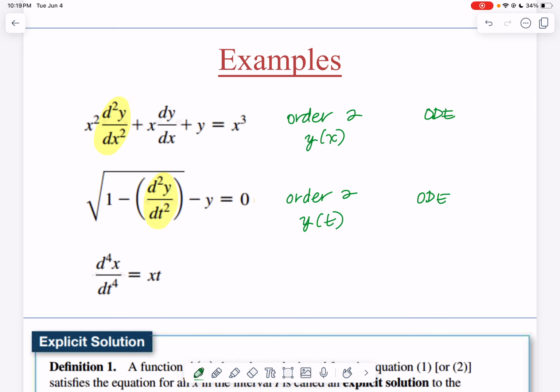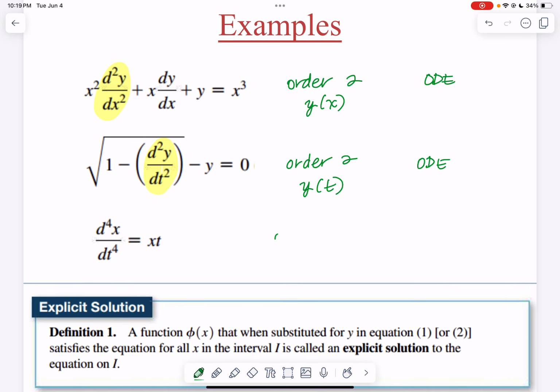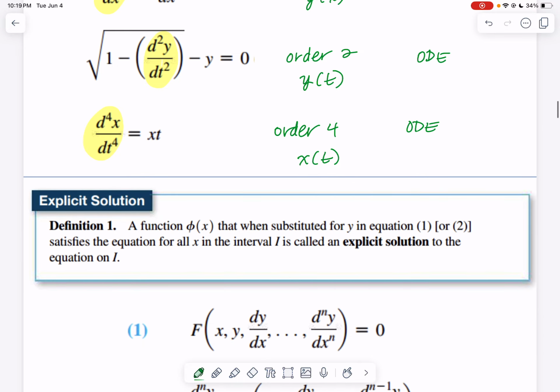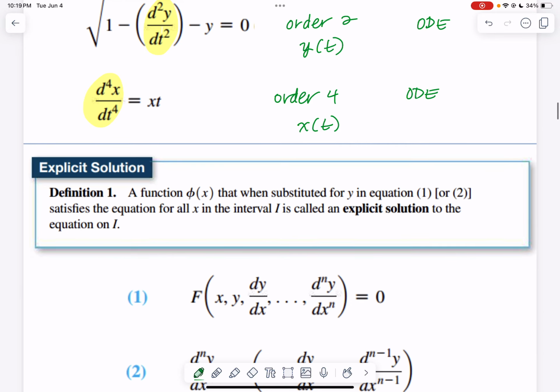And in this fourth example, we have order 4, since that fourth derivative appears in the equation. And we also have x is a function of t, and again, we have an ordinary differential equation. Now, we are going to be solving differential equations, and it's important to know what an explicit and also what an implicit solution is to a differential equation.